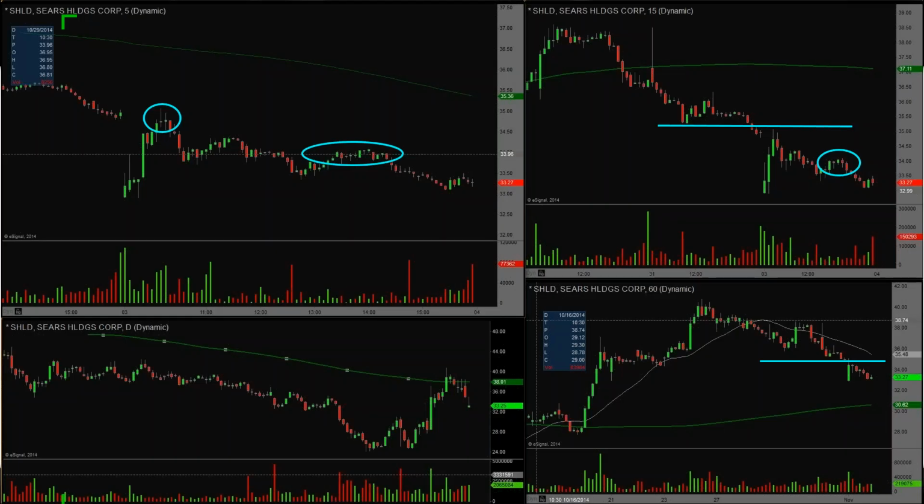Here's another one. Shield. If you're as old as me, you remember that commercial. Everything you wanted but didn't get for Christmas. Right? Okay. If you live on the East Coast, you probably heard that when you were a kid in the 70s like me. But here's Shield.